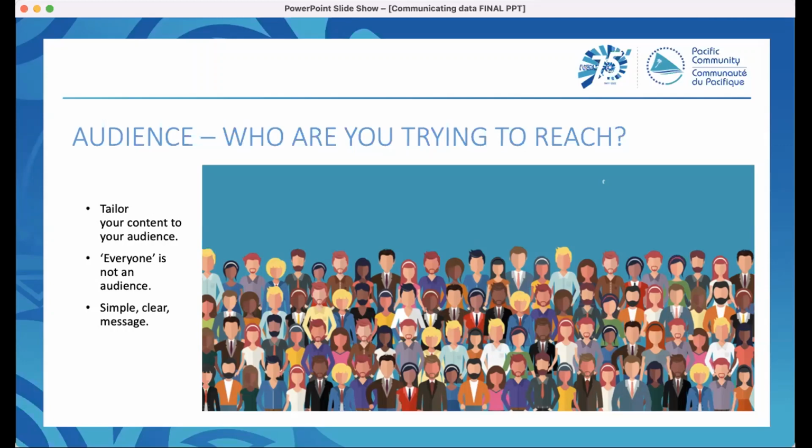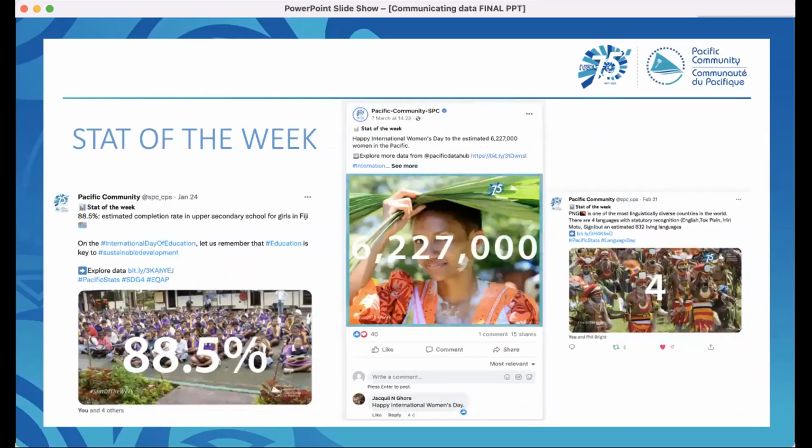Here's a couple of examples from the Pacific community. The Pacific community and its Statistics for Development Division and the Pacific Data Hub run a really successful weekly social media post called Stat of the Week. This is a simple post that includes a photo and a statistic from the Pacific region that is interesting, informative, and or surprising. And while they're simple posts, a lot of work goes into putting them together.